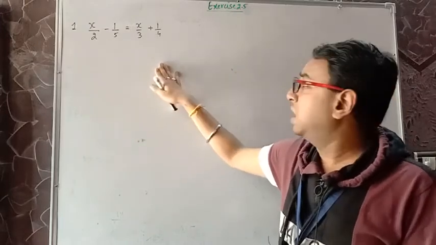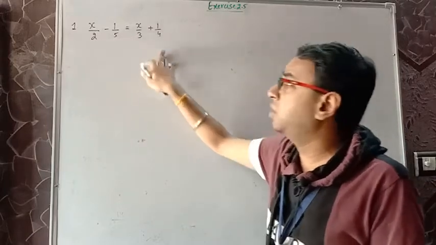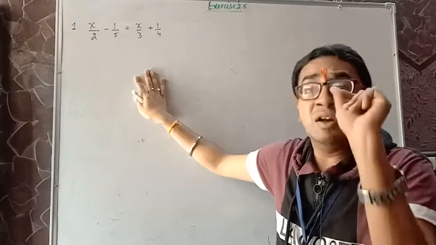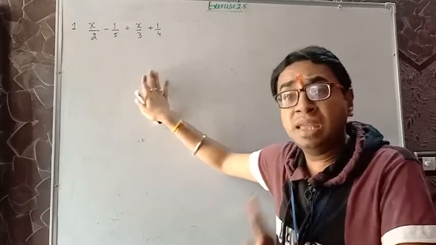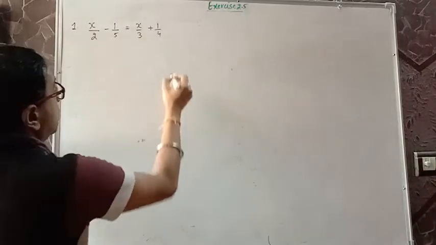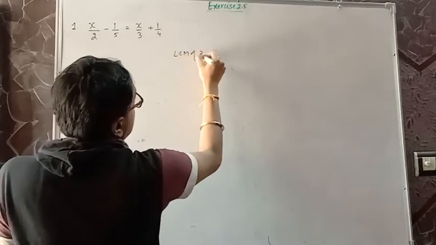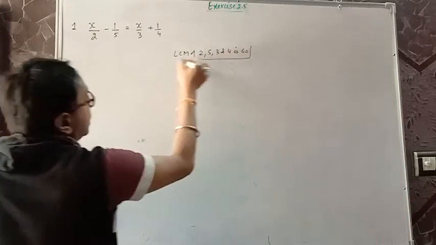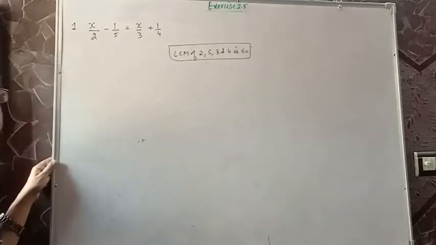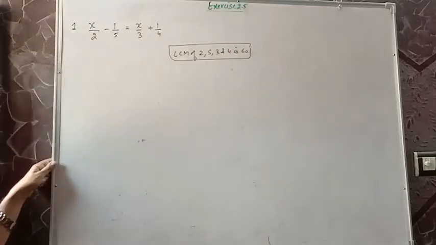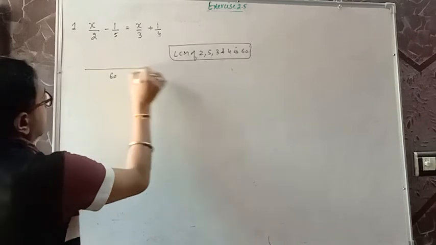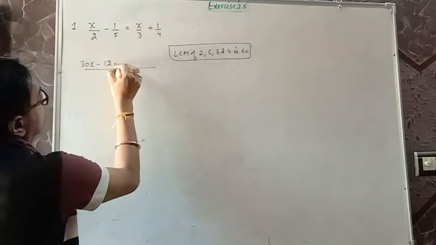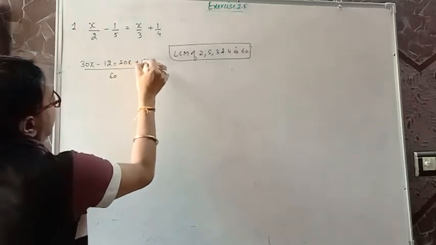Instead of taking variables to this side, which I normally tell you to do, here first of all take the LCM. So LCM of 2, 5, 3 and 4 is of course 60. Everyone knows about it, right? You are in class 8, so you know that LCM of 2, 5, 3 and 4 is 60. So we'll take the LCM first, and we'll be getting 30x, we'll be getting 12, 20x, and we'll be getting 15 for sure.